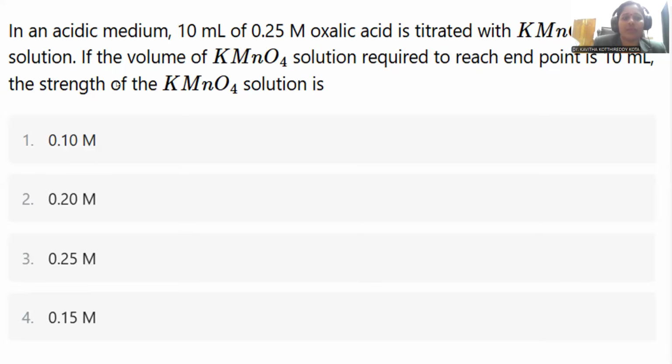In an acidic medium, 10 ml of 0.25 molar oxalic acid is titrated with potassium permanganate KMnO4 solution. If the volume of KMnO4 solution required to reach the end point is 10 ml, the strength of KMnO4 solution is, right? So here, the volume of KMnO4 is given, and the strength of KMnO4 is to be calculated.